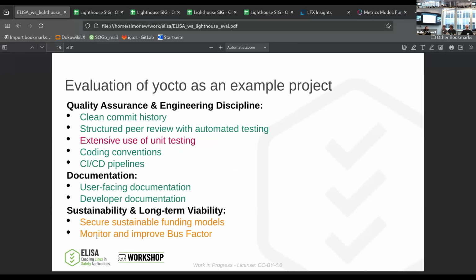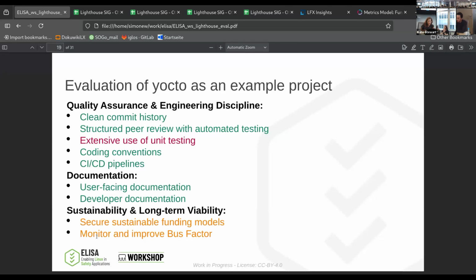So then we are at the point of quality assurance, and there the outstanding point for Yocto was the extensive use of unit testing, because what is a unit there? Is it the unit tests of the software that is incorporated and then able to be tested by a package test, or is it the own developed code where there are some tests? This is only red because it was somehow hard to consider what parts shall be covered there. The rest, from the coding conventions to the pipelines and so on, was no problem to find.